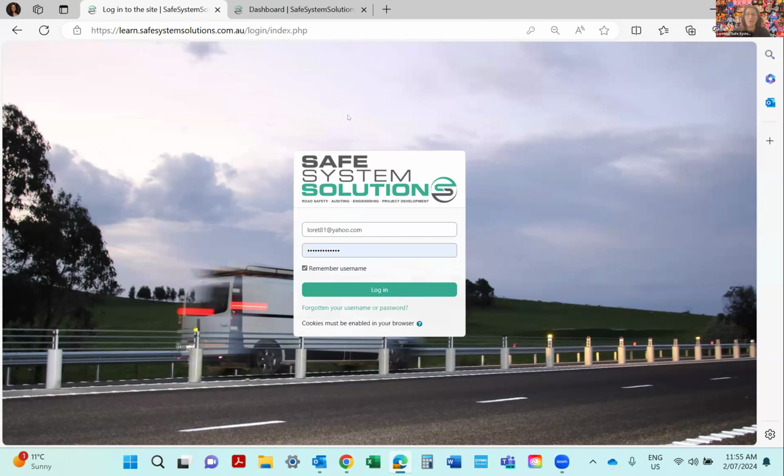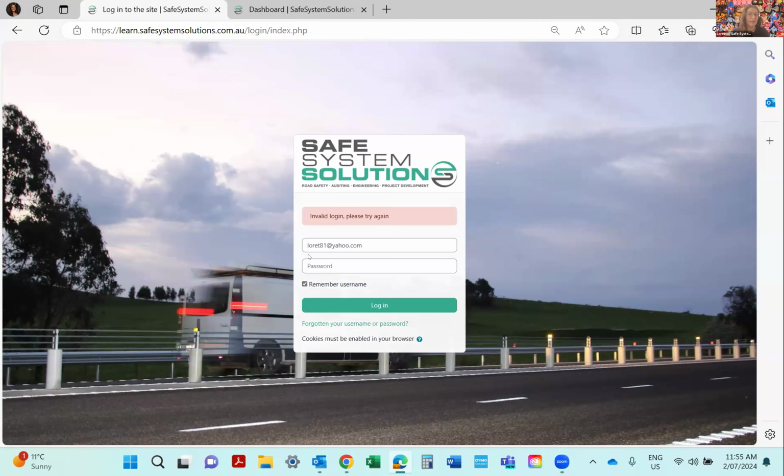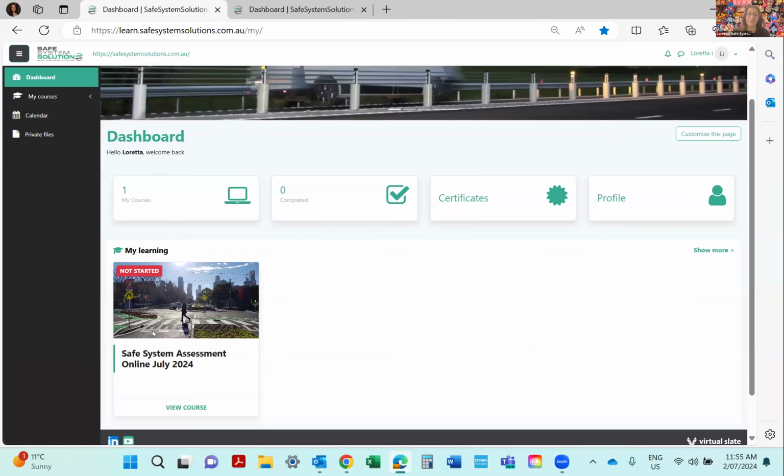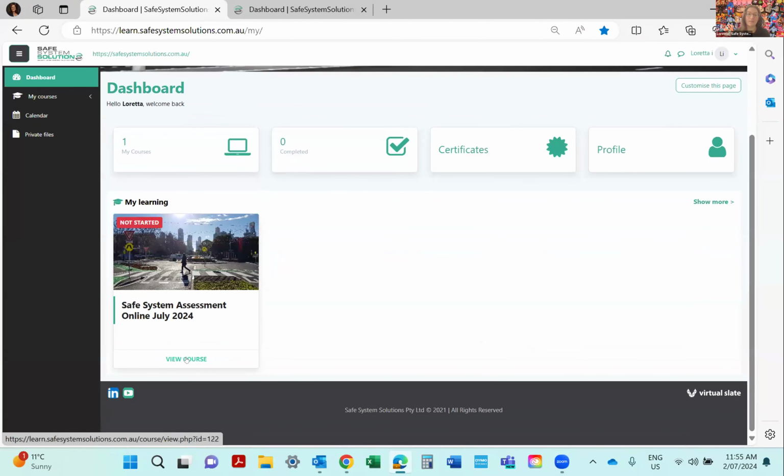So I've seen that most of you have already logged in. A couple of people haven't. That's fine. I know we've got a couple of issues we're fixing. So once you get here, you log in, and it'll take you to a dashboard. So you will see the course that you're in today. If you've done other courses with us, then you will see those courses listed here.